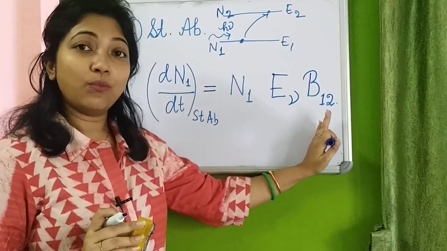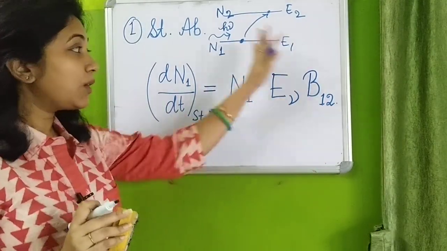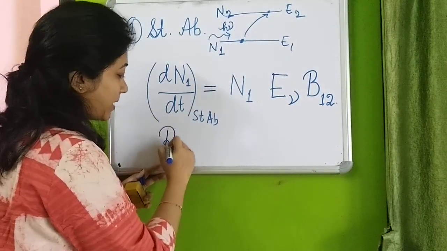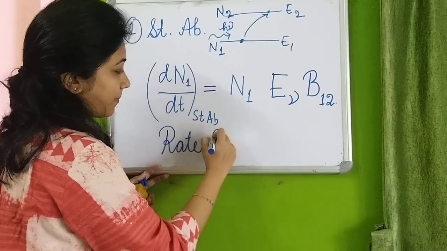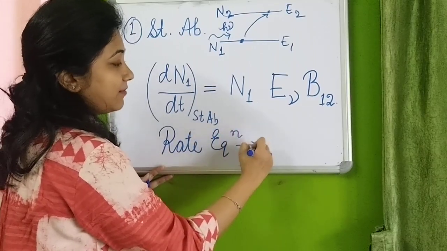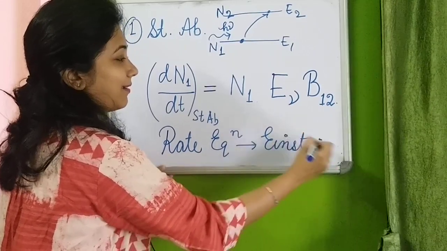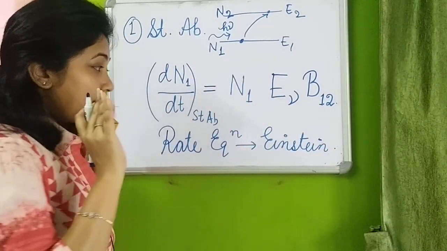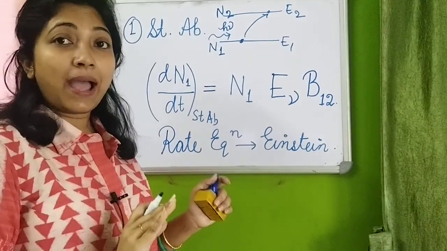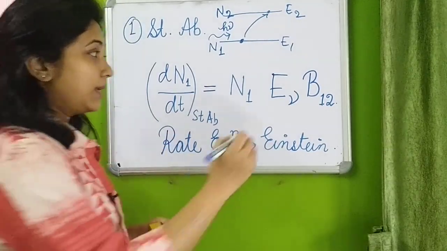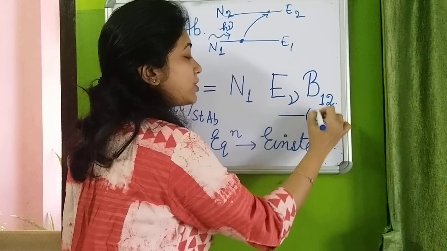Alright, so this was the rate of stimulated absorption, which is equal to N1 into the energy density E nu into B12. This was the rate equation given by Einstein. Just keep this in your mind, or you can also write this down. Let us have this equation as equation number 1.